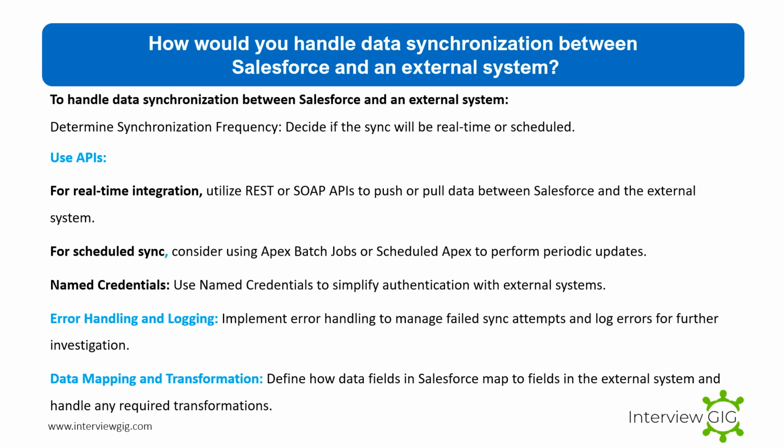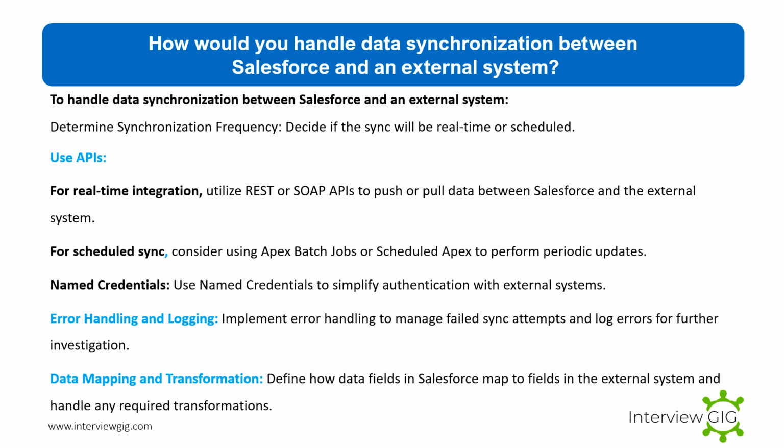How would you handle data synchronization between Salesforce and an external system? To handle data synchronization between Salesforce and an external system, determine synchronization frequency: decide if the sync will be real-time or scheduled. Use APIs. For real-time integration, utilize REST or SOAP APIs to push or pull data between Salesforce and the external system. For scheduled sync, consider using Apex batch jobs or scheduled Apex to perform periodic updates.